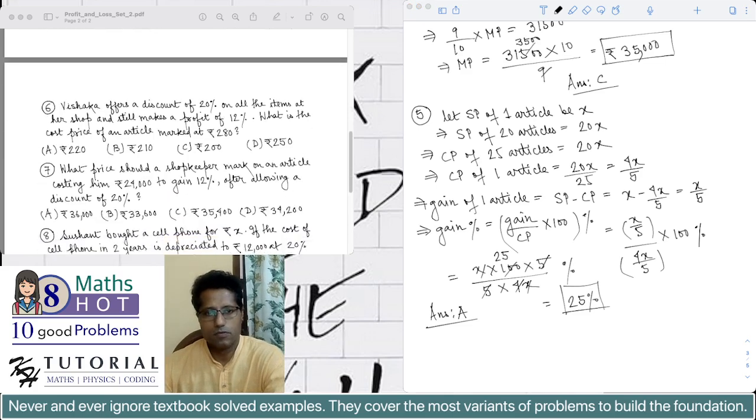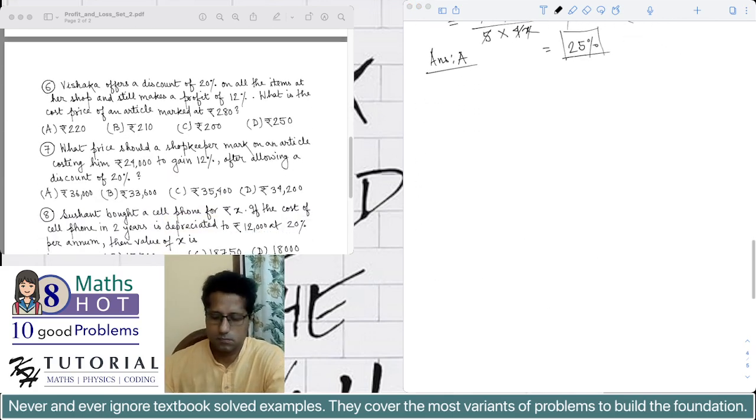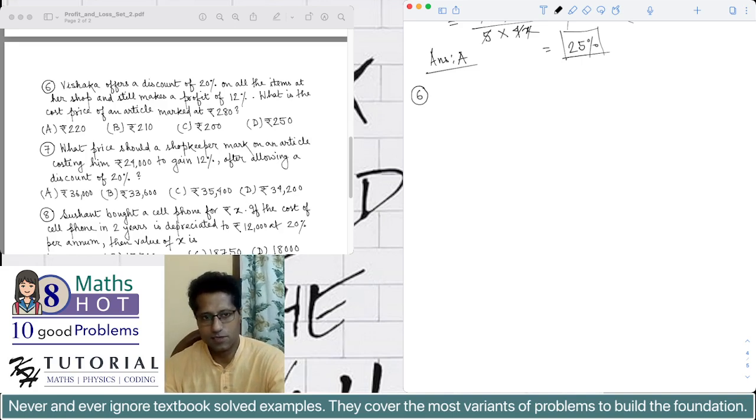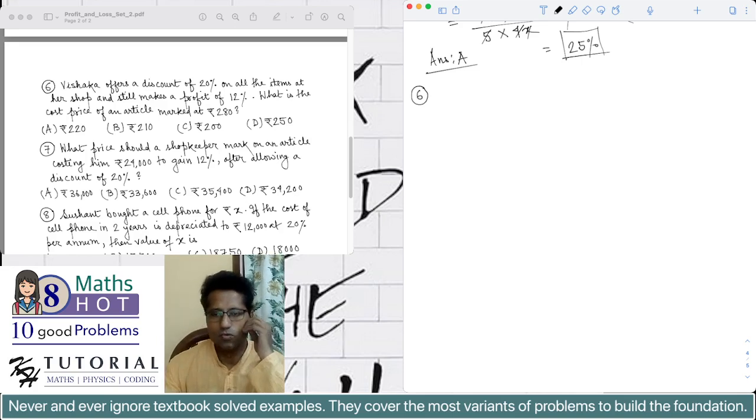Okay, let's do question number 6. Vishaka offers a discount of 20% on all the items at her shop and still makes a profit of 12%. Vishaka has a store, and all the items are sold at a discount of 20%, and still there is a profit of 12%. What is the cost price of an article marked at rupees 280?